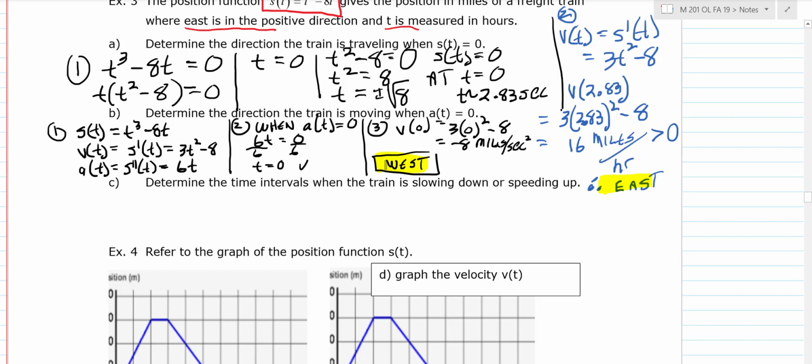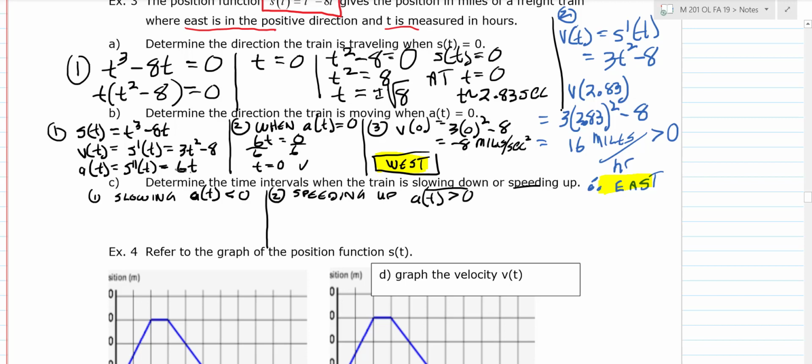And the next thing we're going to do is determine the time intervals when the train is slowing down or speeding up. And that is talking about acceleration. So basically, we're going to be slowing down when what happens? What happens to the acceleration when you're slowing down? It's less than 0. It's negative, right? Okay. What happens to the train when you're speeding up? So if you're speeding up, what's happening to the acceleration? Okay, acceleration's positive. Okay, all right.